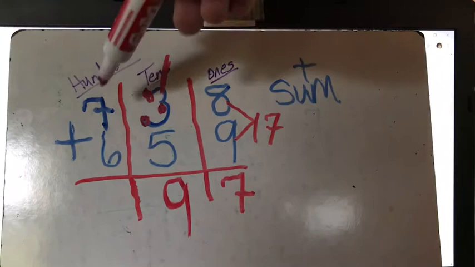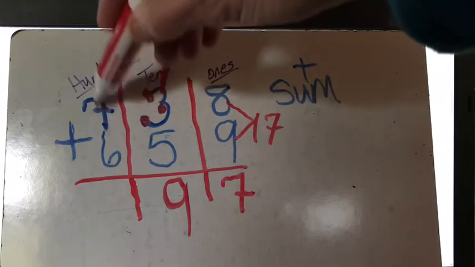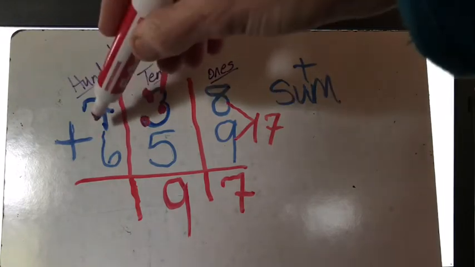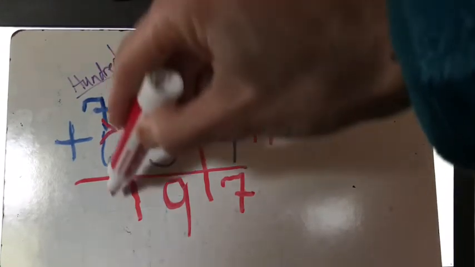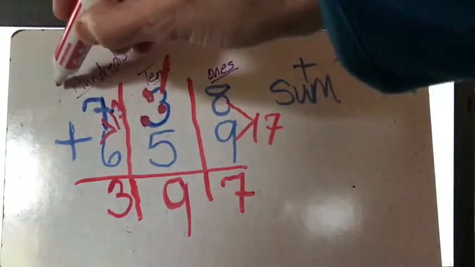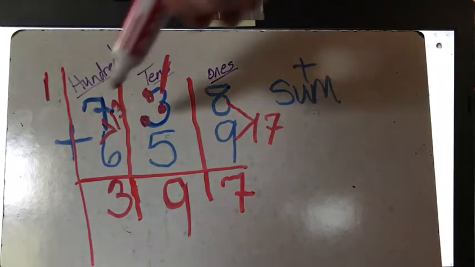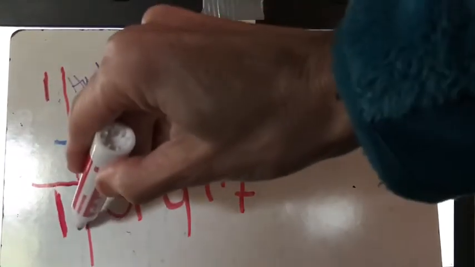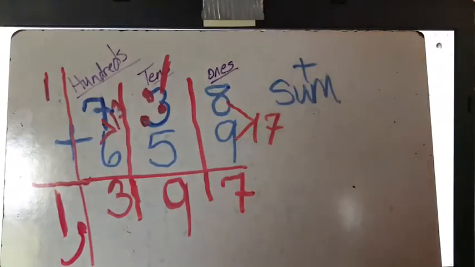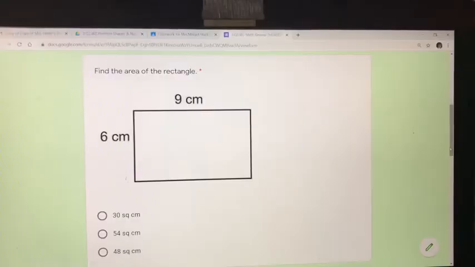Then I have 7 plus 6. If I had 6 plus 6, I'd have 12, but I have one more. So I have 13. I'll put 13 right here. So I put my 3 down, and I carry my 1 to the next place, which is the thousands. 1 plus nothing still gives me the 1,000. So my final answer is 1,397.